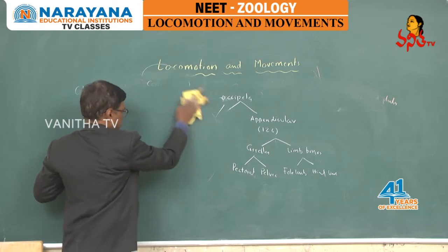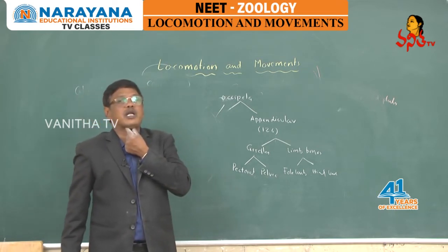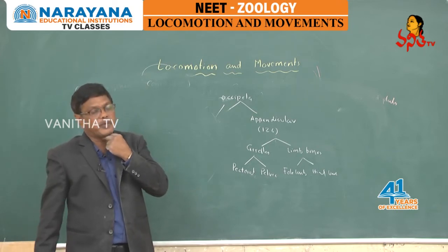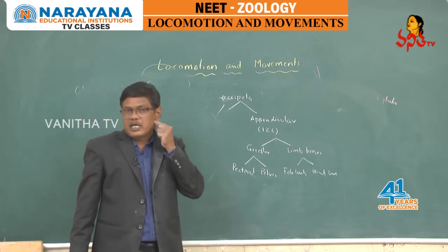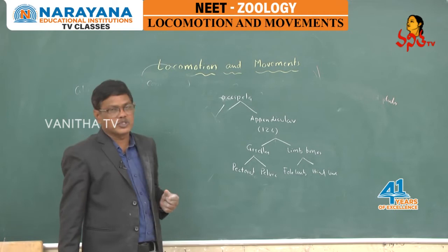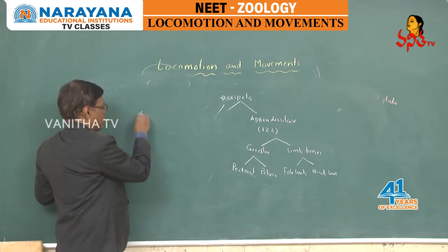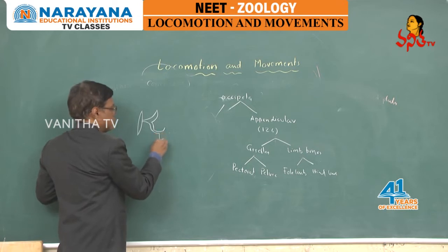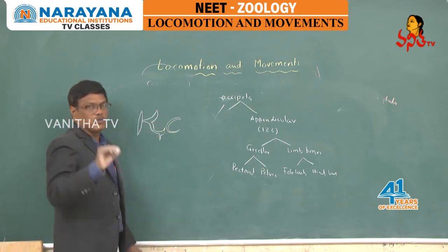In addition to this, in the head region, on the floor of the buccal cavity, supporting the tongue, the hyoid apparatus is present. Hyoid bone is present. Next, in the middle ear also, a chain of 3 bones is present. What are the chain of three bones in the middle ear? This is the tympanum. First comes what? Malleus, then incus, then stapes. These are also movable bones.